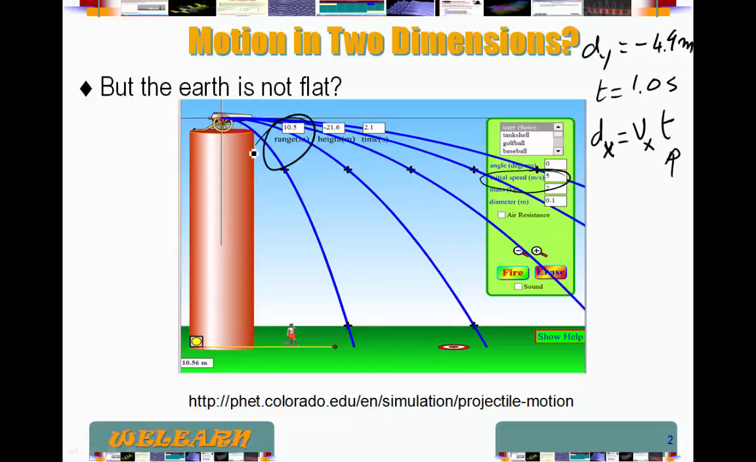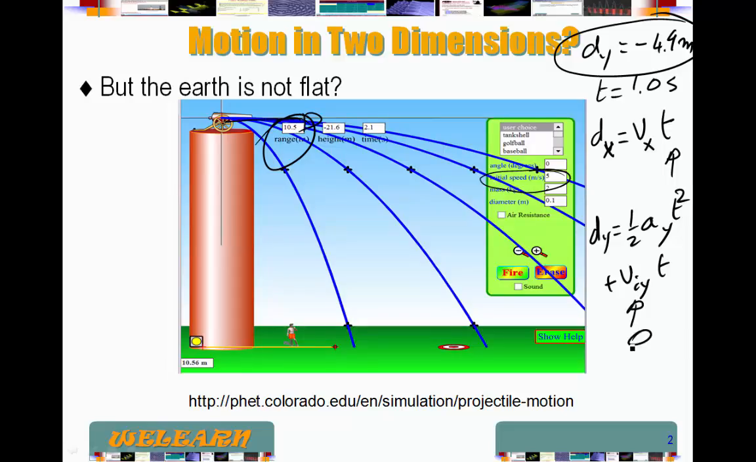Now the vertical displacement, the 4.9, comes from the fact that d sub y is equal to 1/2 of a sub y t squared plus v i sub y, the initial velocity along the y, times t. But since we are launching our projectile horizontally, our initial velocity along the y is 0. So that makes our equation simply the first term: d sub y is equal to 1/2 of a sub y t squared.